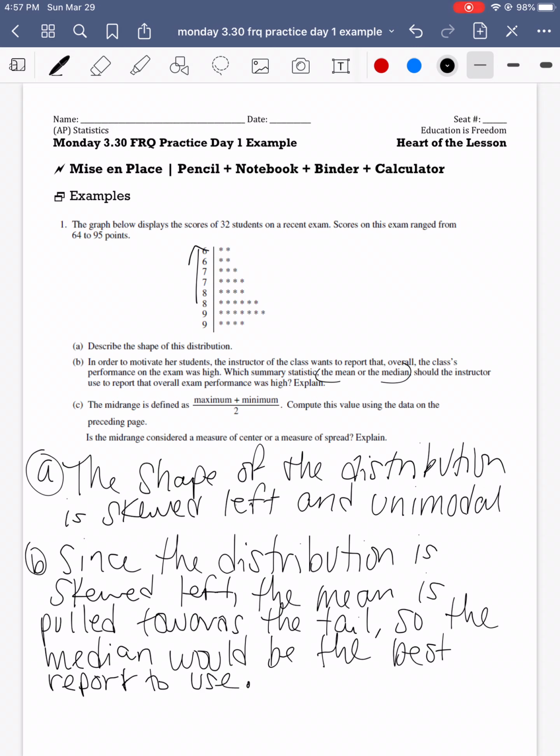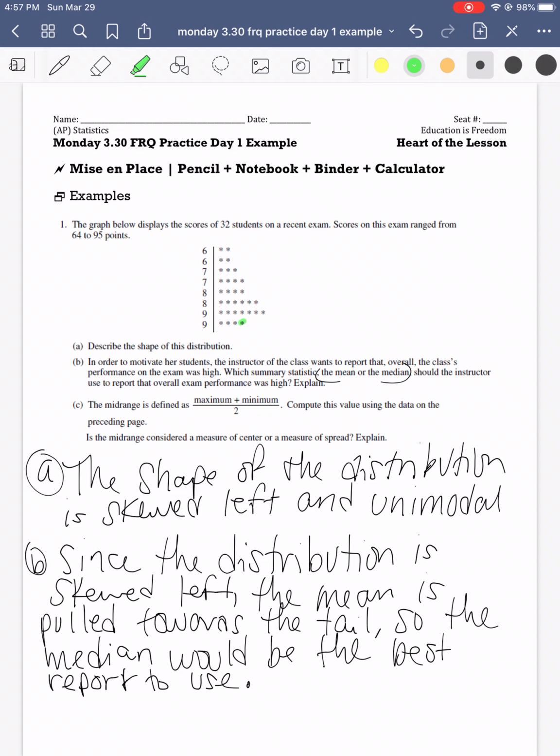Okay. So now part C says the mid-range is defined as the maximum plus the minimum divided by 2. So we're essentially averaging out our tail points. We take the maximum value, which is located here. We don't necessarily know what that number is. We know it's in the 90s, but we don't know exactly what it is. But we know it's going to be there.